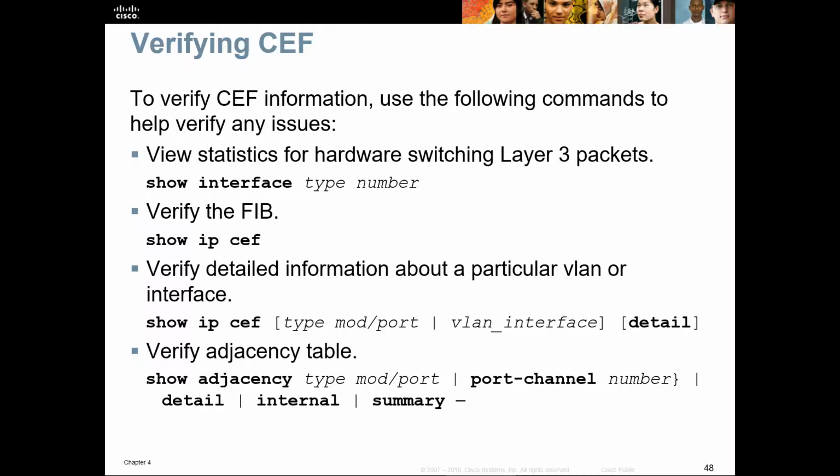Verifying. You can verify CEF information by doing show interface and the interface, show IP CEF, that verifies the FIB. If you want to verify detailed information about a particular VLAN interface, you can always do show IP CEF, the type or the port, the VLAN interface, and detail. If you want to look at the adjacencies, that would be show adjacencies, the type or port, pipe in port channel, or detail or internal or summary.